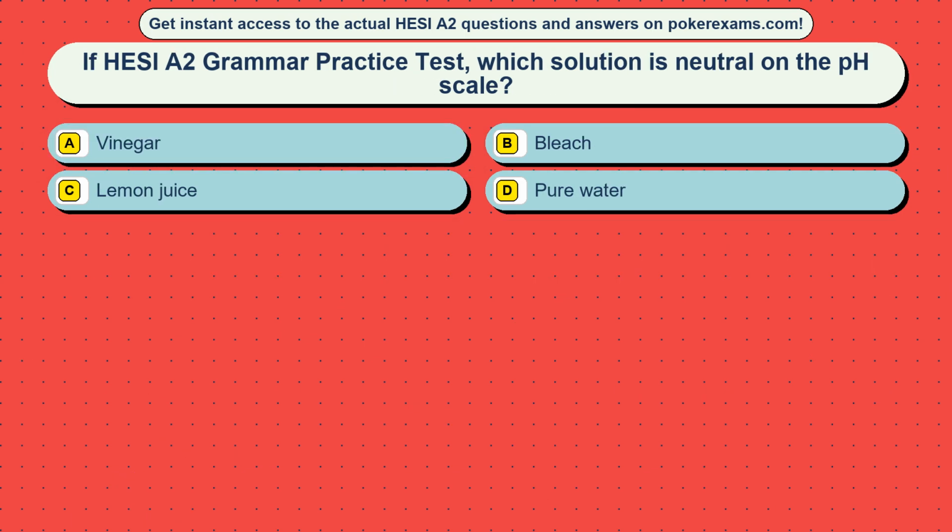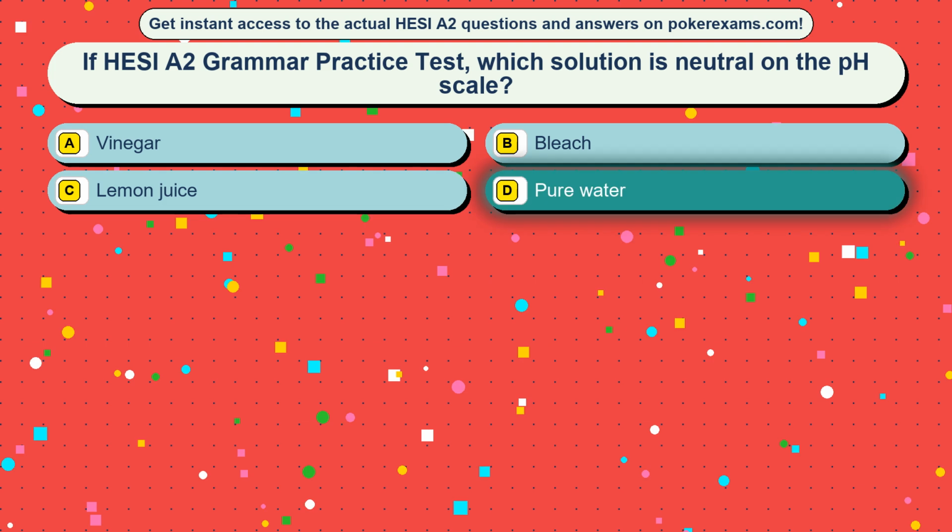Question 30. If HESI A2 grammar practice test, which solution is neutral on the pH scale? Option A, vinegar. Option B, bleach. Option C, lemon juice. Option D, pure water. The correct answer is option D, pure water.